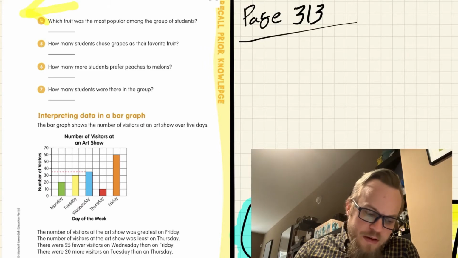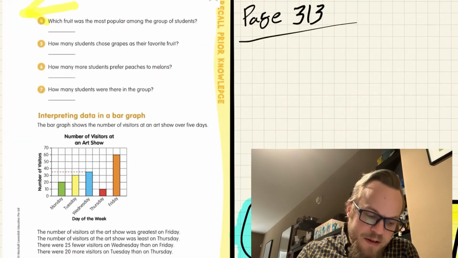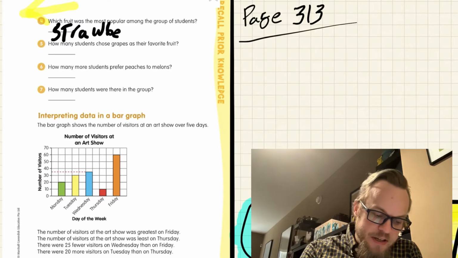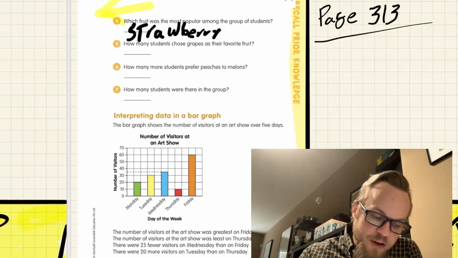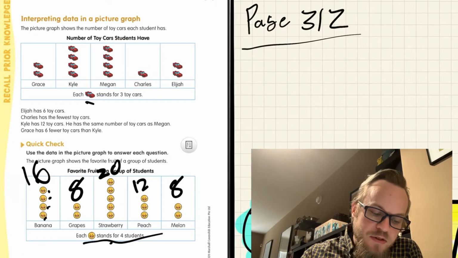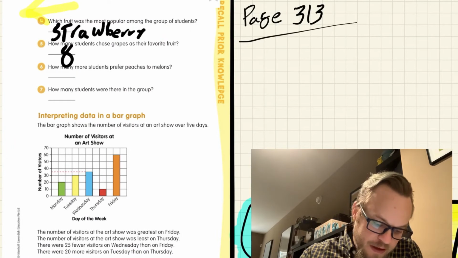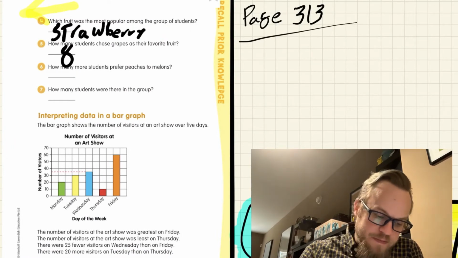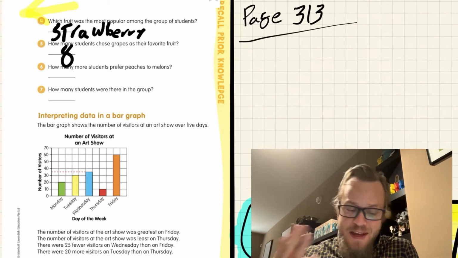So, based off of this last graph, which fruit was the most popular? The most popular was clearly strawberry. It had 20 votes. We might have questions like how many students chose grapes as their favorite fruit. So if I go back here, I have 8. I had 2 groups of 4, so 2 times 4 is 8.